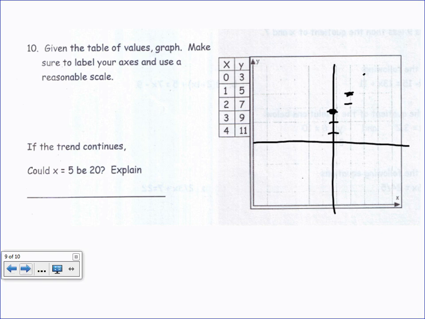Right 2 and up 7. Right 3 and up 9. Right 4 and up 11. And so those things end up in a little straight line right there. If the trend continues, will 5 be 20? No. How much are these going up by? 2. The y's are going up by 2, while the x's are going up by 1. So I'm not all of a sudden going to go from x equals 5 to y equals 20. I'm more likely going to go from x equals 5 to y equals 13.